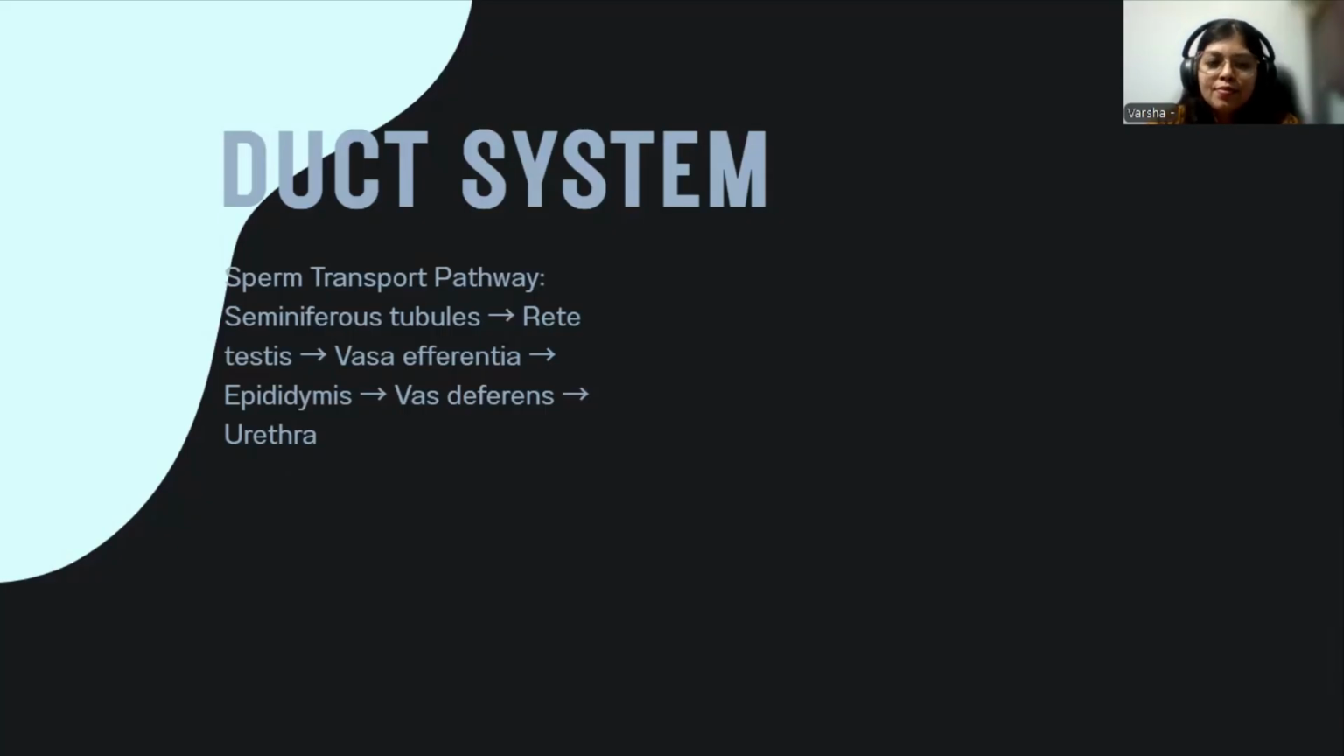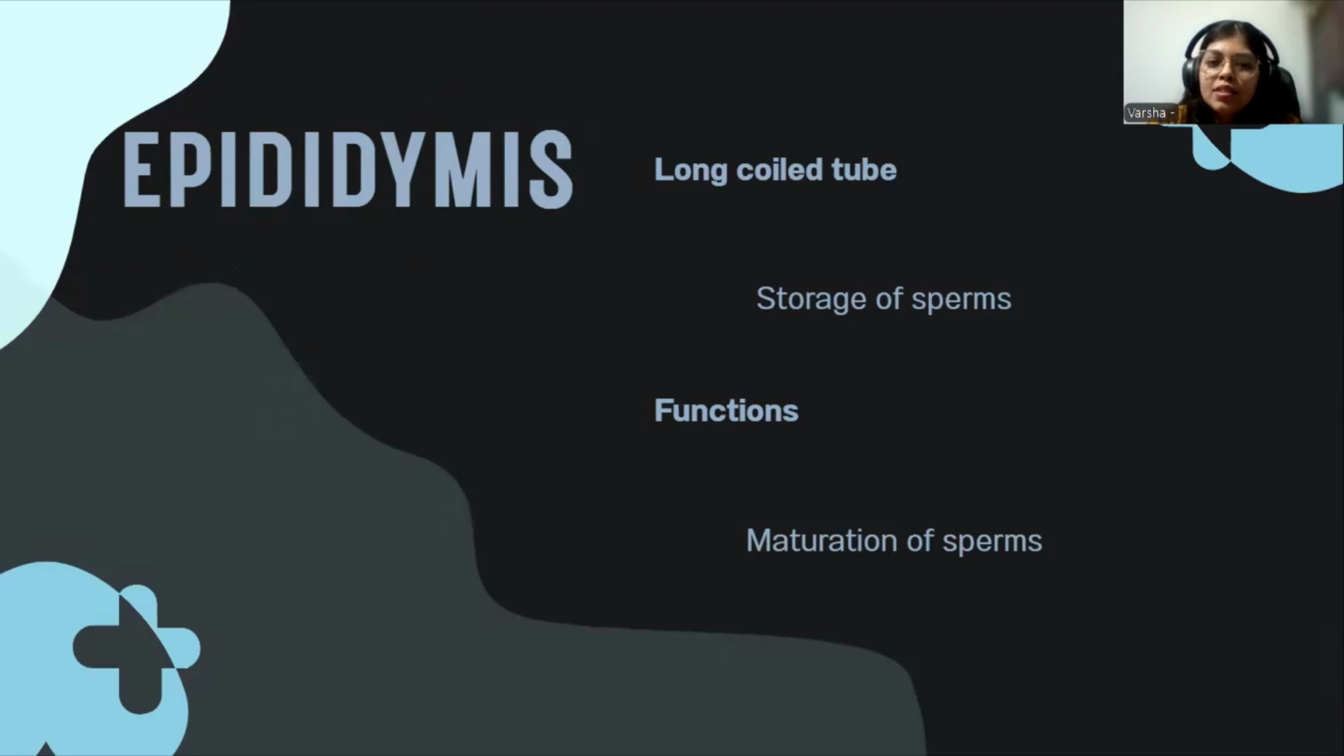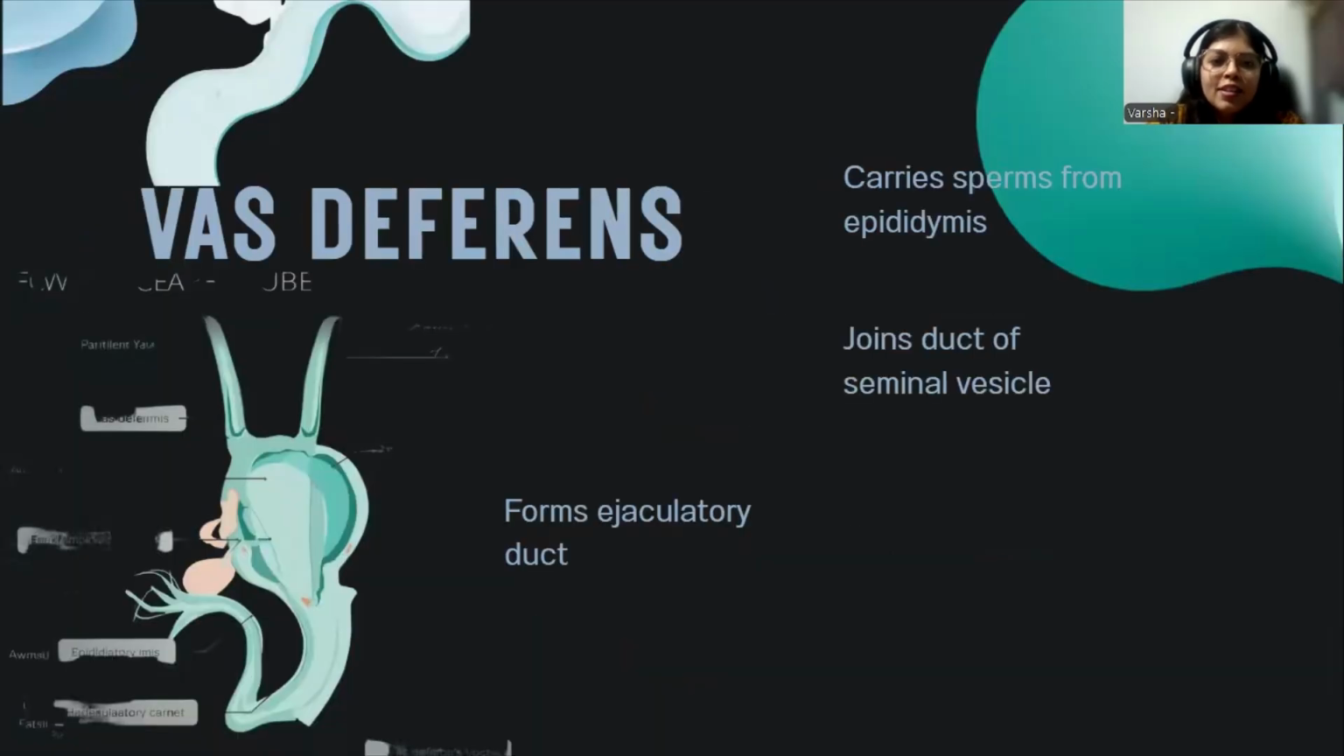Now, the epididymis is a long coiled tube. Its functions are the storage of sperm and maturation of sperm, and sperms gain motility here. The vas deferens carries sperm from the epididymis. It joins with the duct of the seminal vesicle to form the ejaculatory duct. This connection is important. Do not skip it.